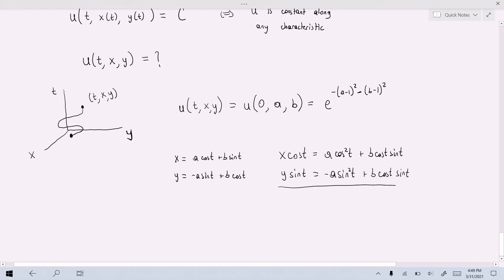So if we subtract these equations from each other, we'll cancel out the b's. Here we'll end up adding. And if you factor out the a, you get cosine squared plus sine squared, which is 1. So it'll just be a times 1, so it'll be a on the right. So a is equal to x cosine t minus y sine t, okay?